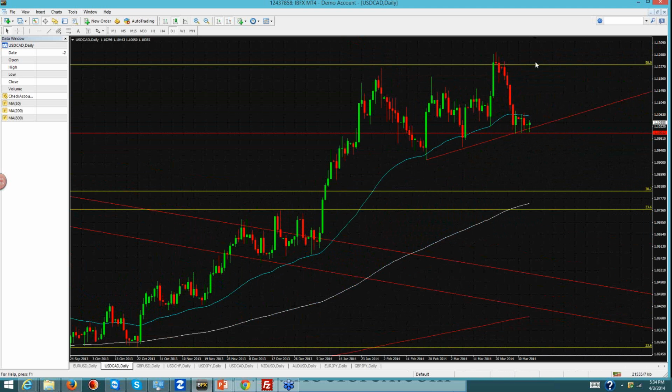Non-farm payroll. There's no telling what can happen with non-farm payroll. We're currently in a sell in the Build Wealth program. So if you're a part of that, you're currently in a buy on the dollar CAD. And we're holding that position. We've been holding it for the last 3 or 4 days, so that's why we haven't taken anything else.